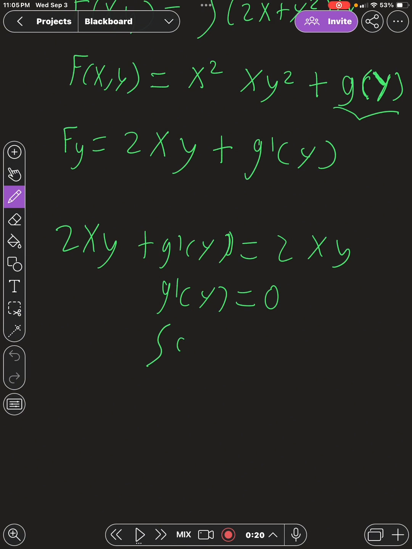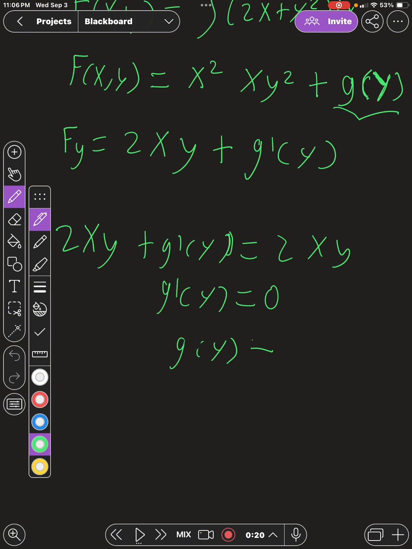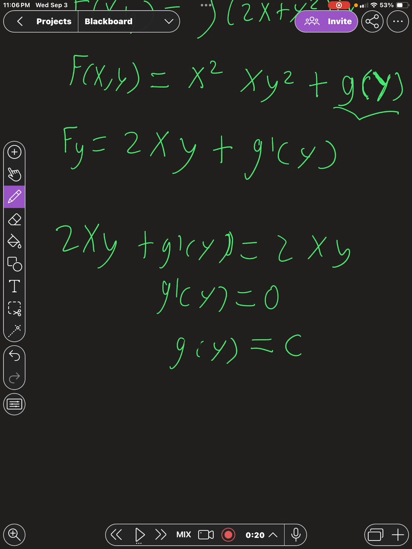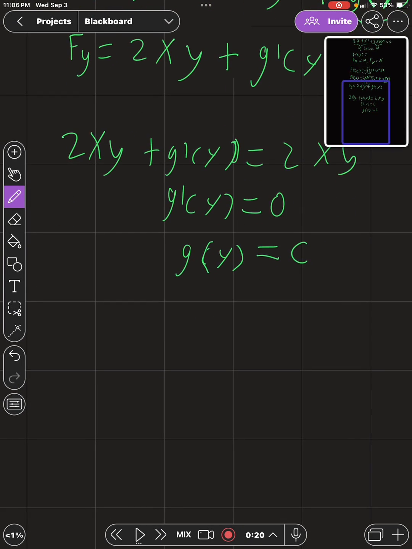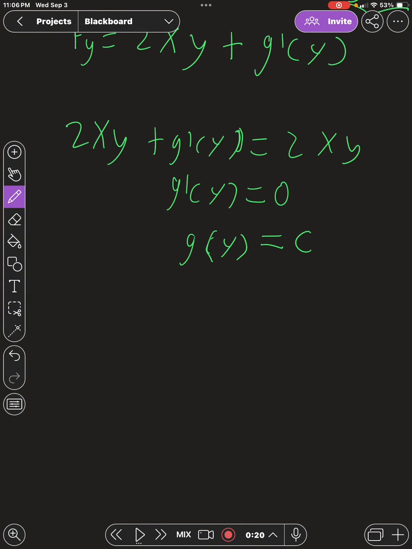If we do the integration, we'll get g of y is equal to some constant c, because the integral of 0 is just a constant. So g of y is just some constant c. So it won't always be a constant. It's always going to be some function of y, g of y. But in this case, it turned out to be just a constant c.